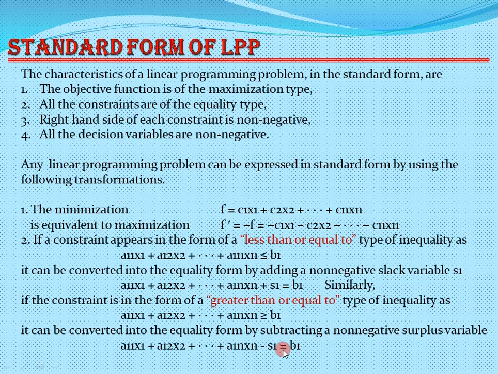an equality form. And sometimes the right hand side of the constraints, that is these b1 values, are given as negative. Then to convert it into positive, we have to multiply by -1 on both sides. So it can easily be converted into positive form. And all the variables are non-negative, that is S1, S2 up to Sn values are non-negative.